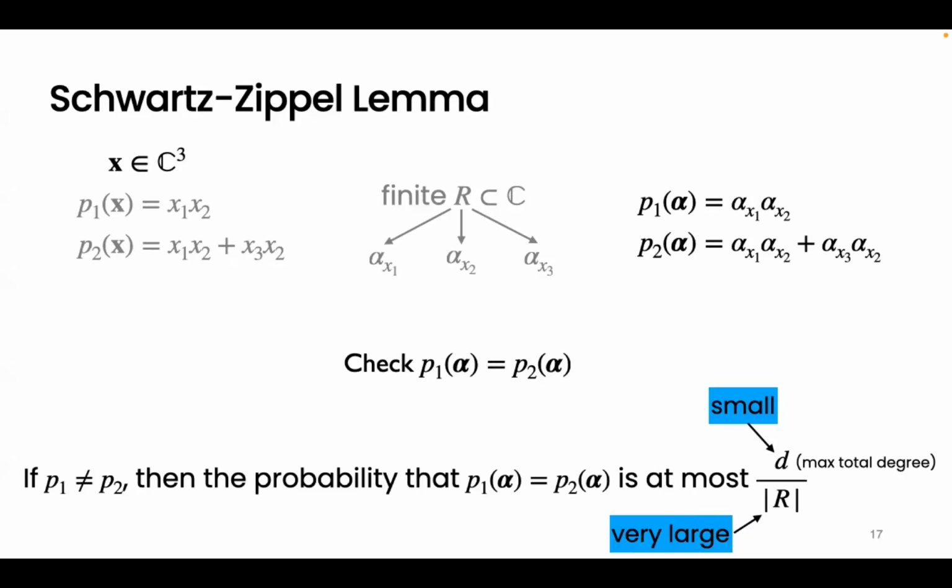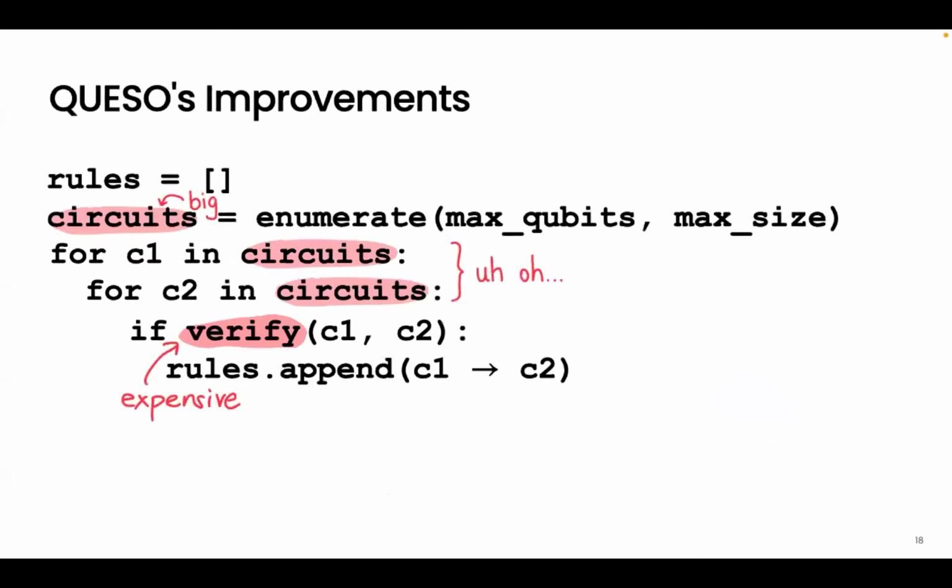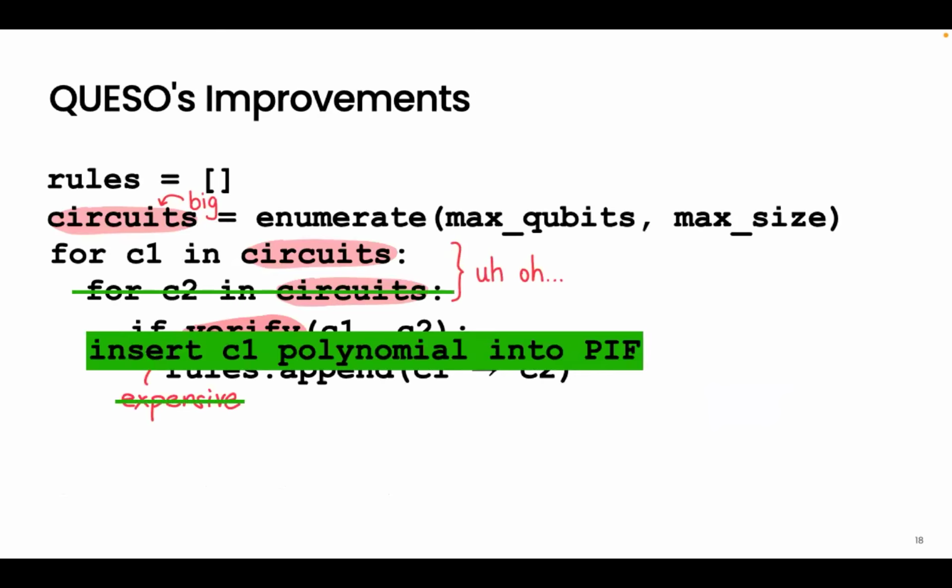What you can do is fix a set of values, and that lets you essentially hash a circuit into a value, and two circuits will hash to the same value if they're equivalent. Then you have a data structure that's like a hash map from values to circuit equivalence classes. Concretely, this changes our naive algorithm in that we just replace the second for loop by inserting into this data structure, the polynomial identity filter, and that's all.